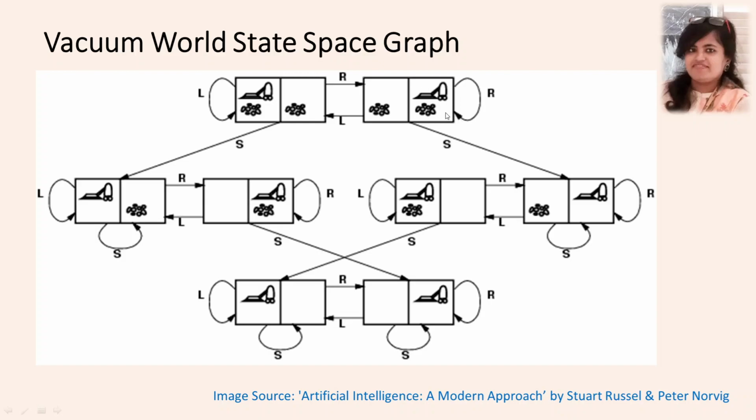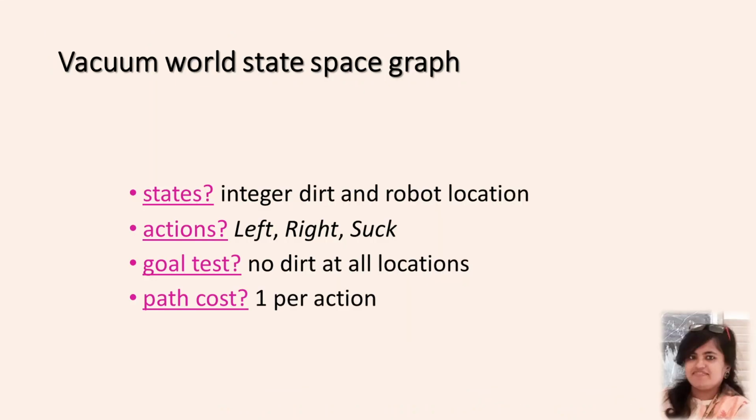Now suppose in this particular state you give the vacuum cleaner the suck action, that is cleaning of the tile, so the dust will be removed, right? So that is this movement. In a similar way, from here if it goes to the left, this will be the state. Similarly, these 8 states can be mapped to a state space graph. Now what are the states, actions, goal state and path cost here?